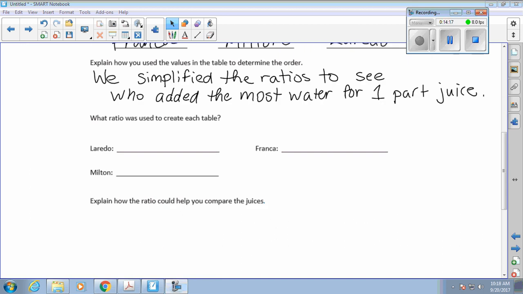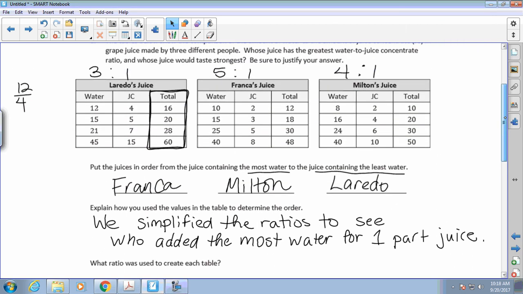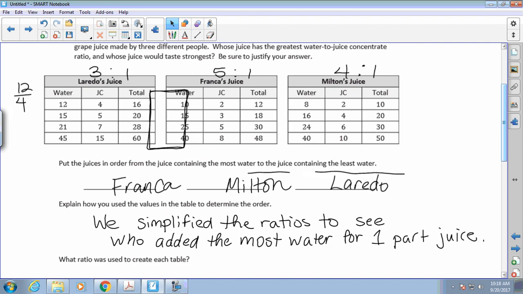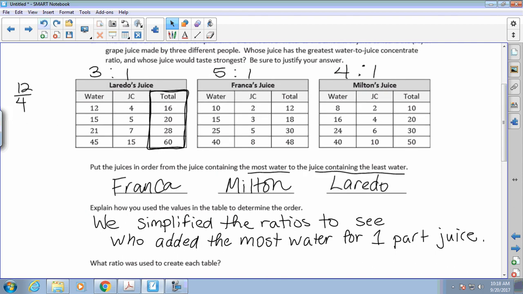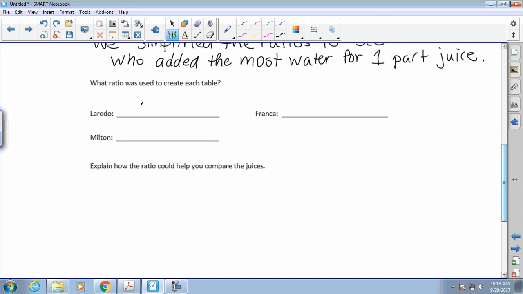All right, it says what ratio is used to create each table. So we already did this. So Laredo, he used a ratio of 3 to 1. So we're just going to transfer that info down here. Laredo, 3 to 1. Milt was in the middle. He used a ratio of what, Caleb? 4 to 1. Very good, 4 to 1. And Franca used a ratio of everybody? 5 to 1. Very good, 5 to 1.